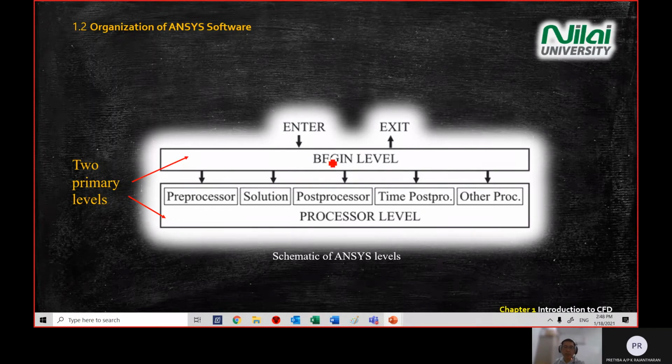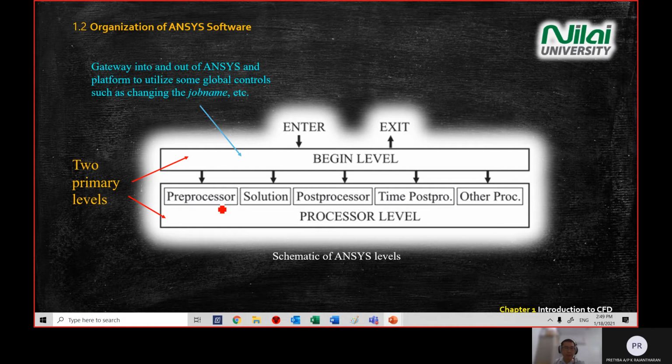So when you start to input data, it will go into processor level, which consists of these five components, this simplified process. So you will have the preprocessor, all the software has a preprocessor or preprocess stage. Then you go to solution. Then you go to after process or post process. Then it will look at time post process and other processes also. So in ANSYS, you have a lot of processes that you can select, right? Post process, okay, let's look at what the details are.